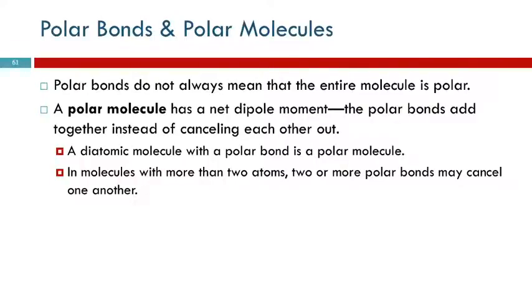So we had to learn about polar bonds so that we can talk about polar molecules. You can have polar bonds in a molecule, but that doesn't necessarily mean that the entire molecule is polar. A polar molecule will have one end that is more negative and one end that is a little more positive than the other. So a polar molecule is going to have a net dipole moment.